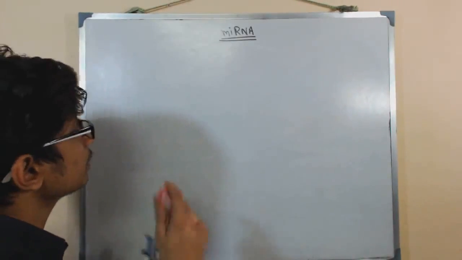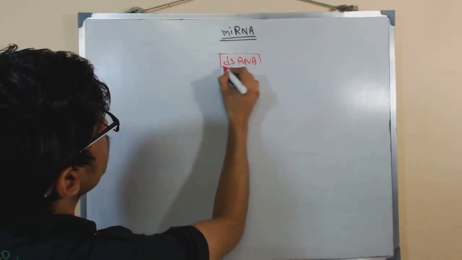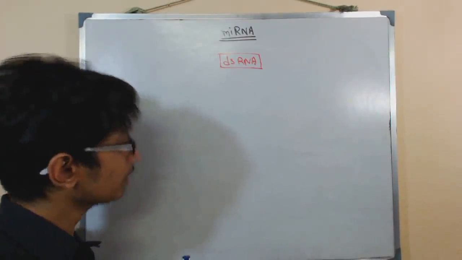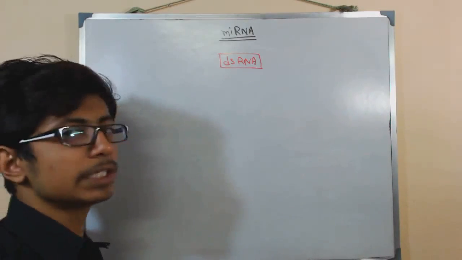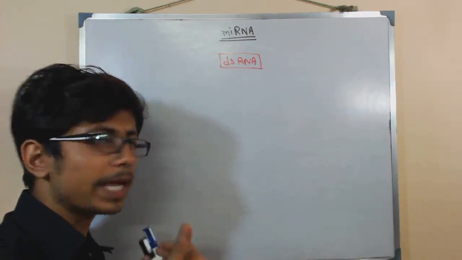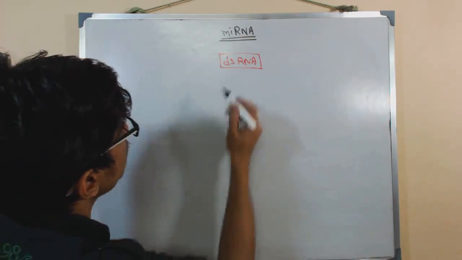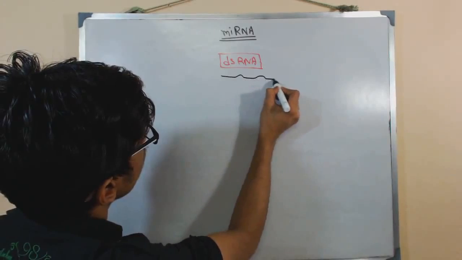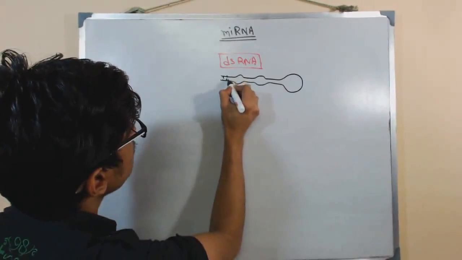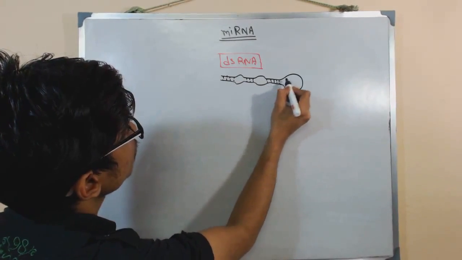So let's start with the double-stranded RNA here. We need to have this double-stranded RNA to have any activity of RNA interference. So let's say we have double-stranded RNA. Now the question is, how can we get a double-stranded RNA? This double-stranded RNA in the case of miRNA will look something like this. Like this. It has a stem loop structure forming like that.